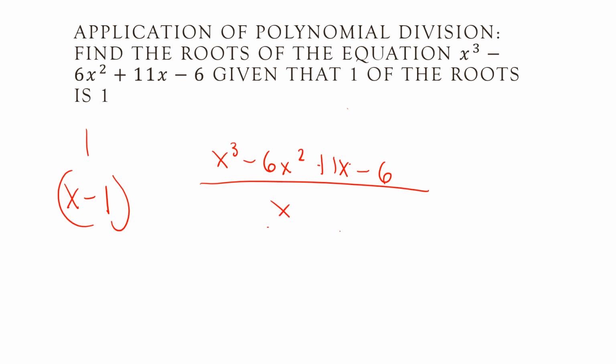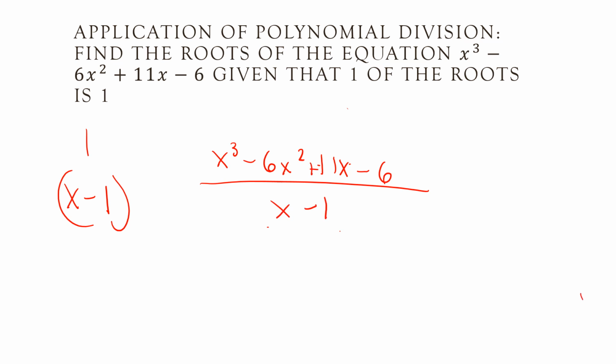So the question is asking, what are the roots of the cubic x cubed minus 6x squared plus 11x minus 6, given that 1 is one of the roots. So if 1 is one of the roots, then we know right off the bat that one of the factors is x minus 1, because 1 is what makes x minus 1 zero. So if x minus 1 is one of the factors, then we can use long division to divide this, and then we can get a quadratic, which we know how to solve.